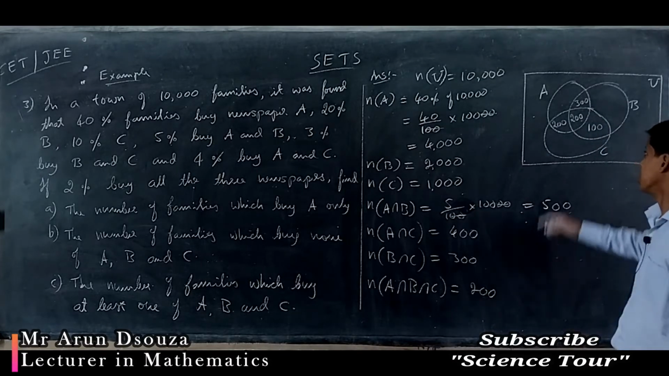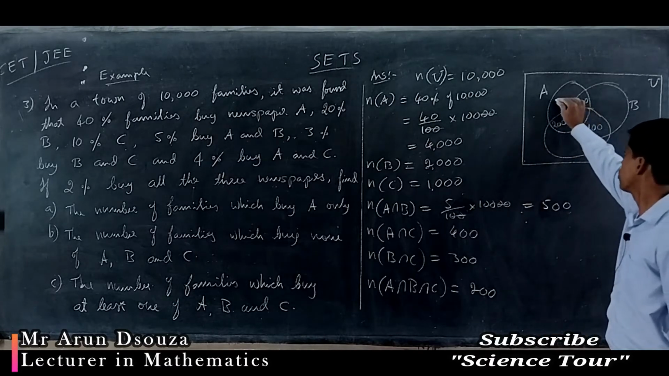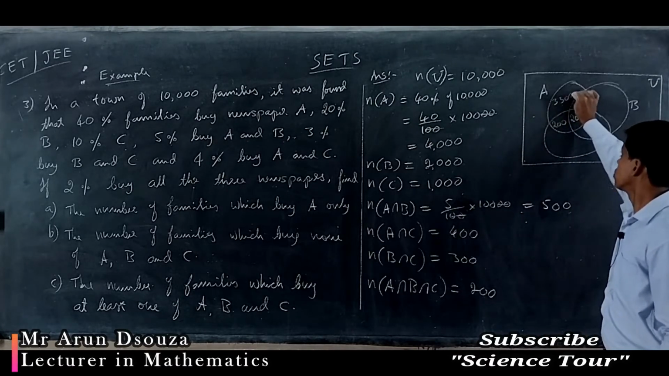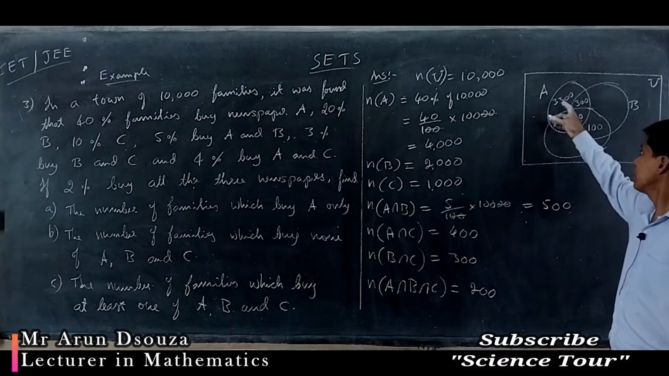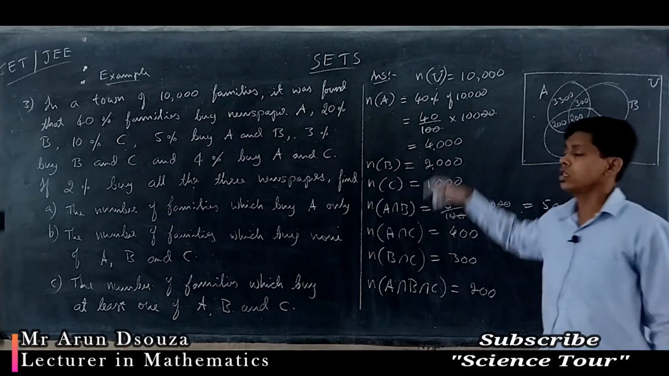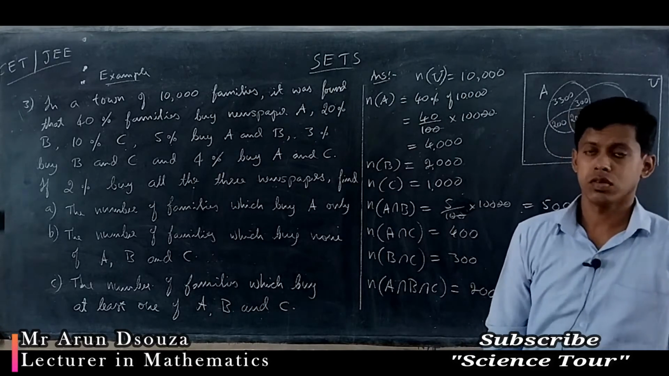700 is written already out of 4,000. So therefore, what is remaining is 3,300, because 700 is here. 700 plus 3,300 is 4,000.